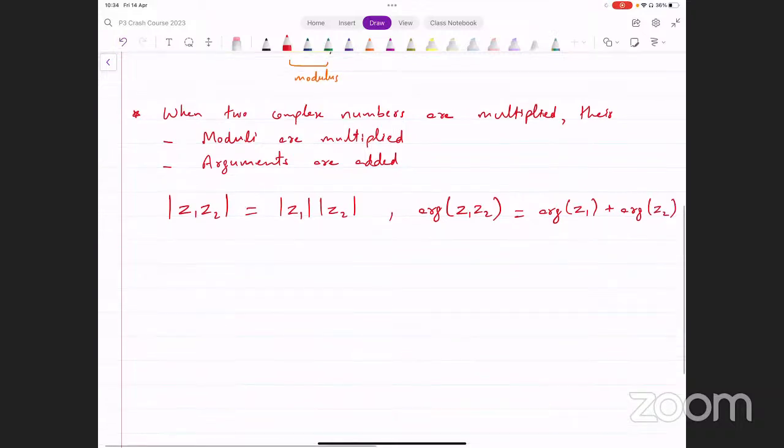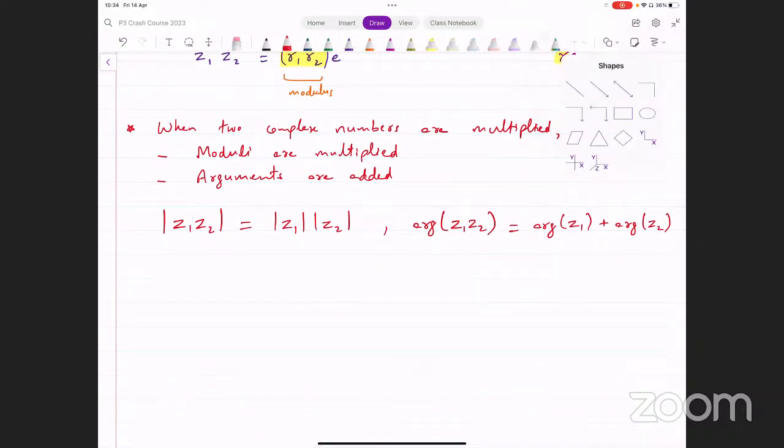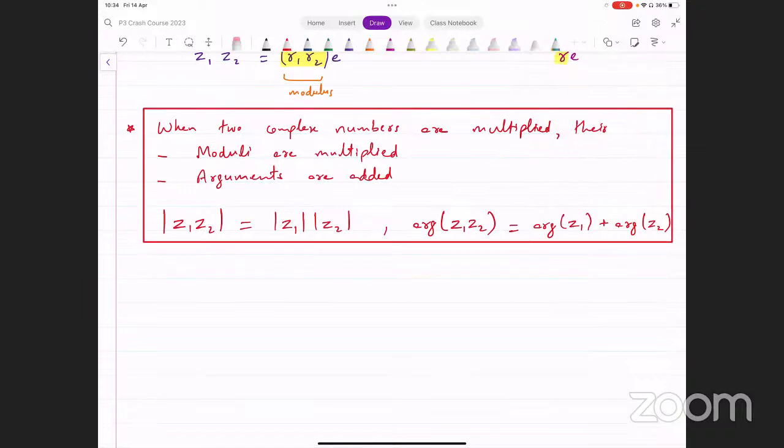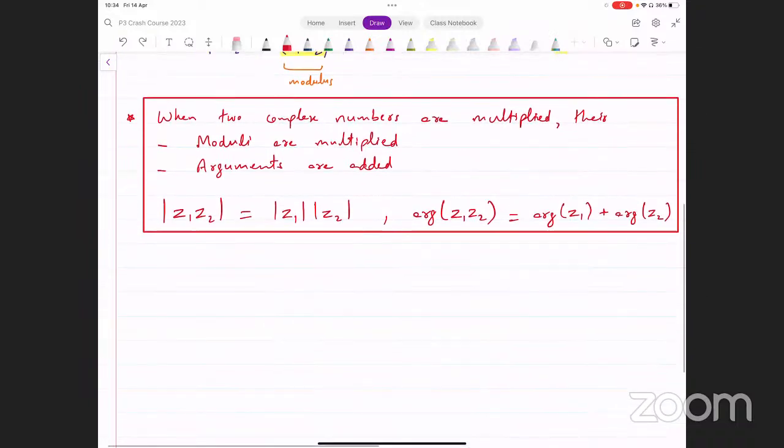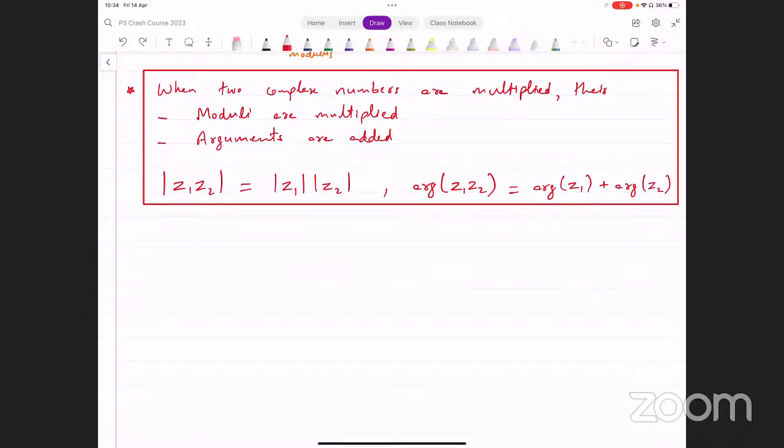Okay, so this is a rule that we need to remember. Whenever two complex numbers are multiplied, their moduli are multiplied and their arguments are added. And this is how you can represent that in mathematical form. This is one result that we have here. This is one property that we need to know about complex numbers, that when two of them are multiplied, their moduli get multiplied and their arguments get added.